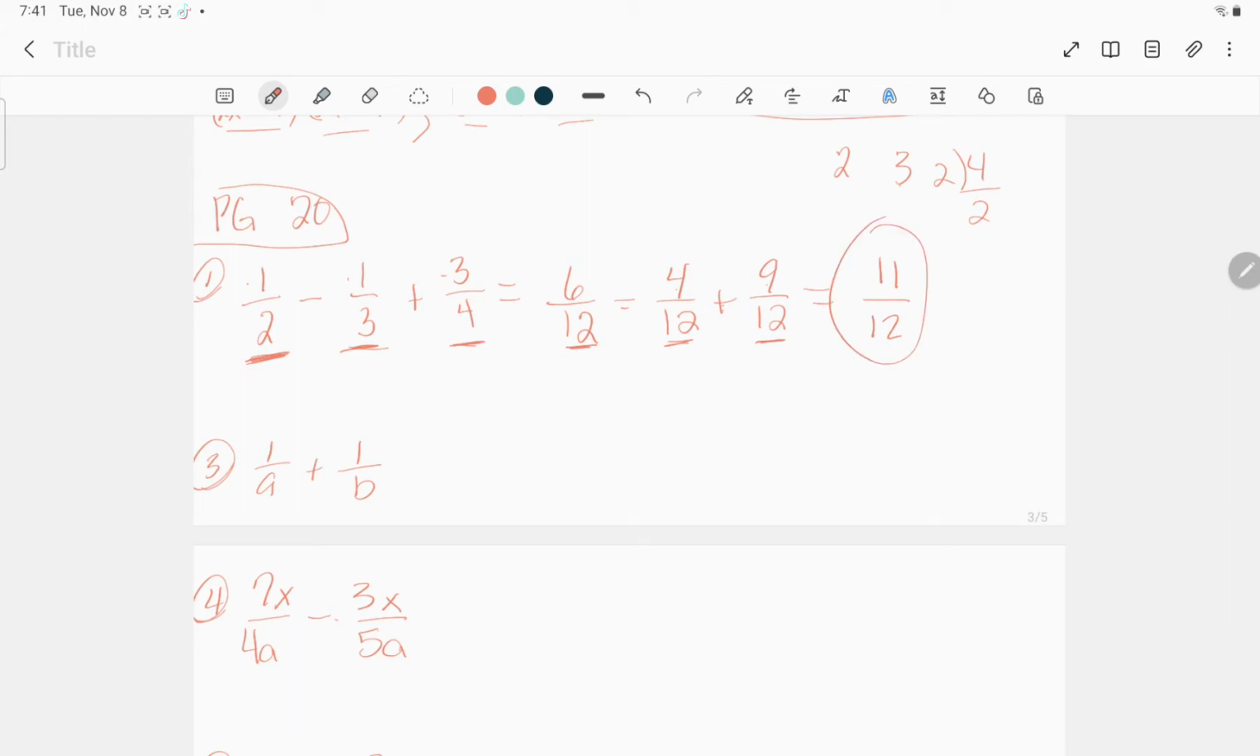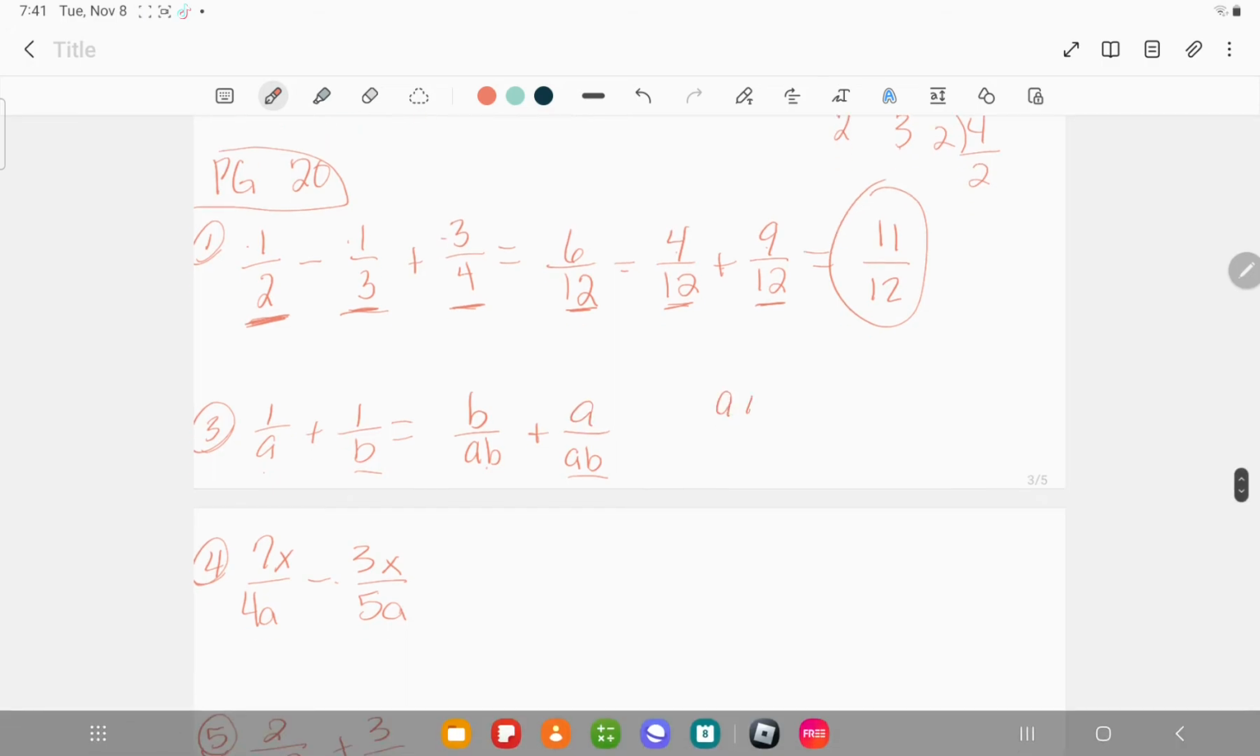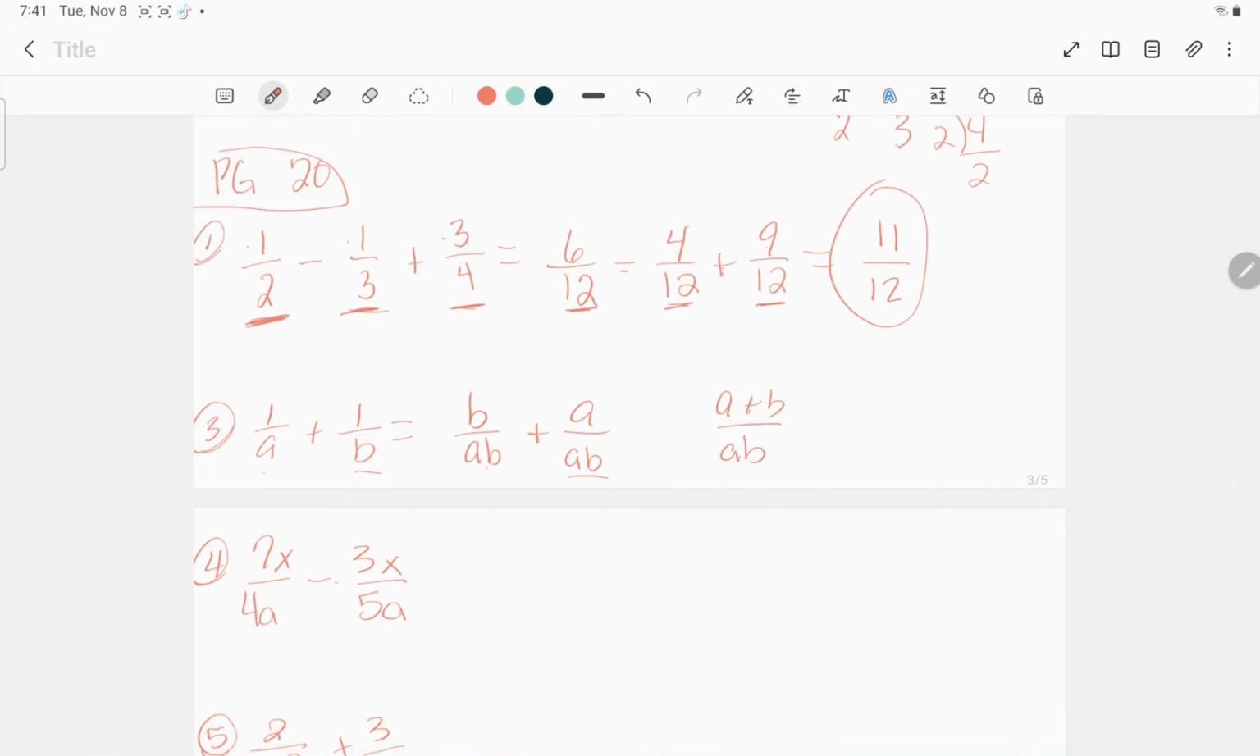Okay, so skip down there to number 3. Number 2 is basically the same thing as what I just did. I just added a couple of things in the top. But I'm going to skip to number 3. So number 3, what is my least common multiple between A and B? And that is AB. So AB. AB divided by A leaves me with a B. And AB divided by B leaves me with an A. So my answer is A plus B over AB.